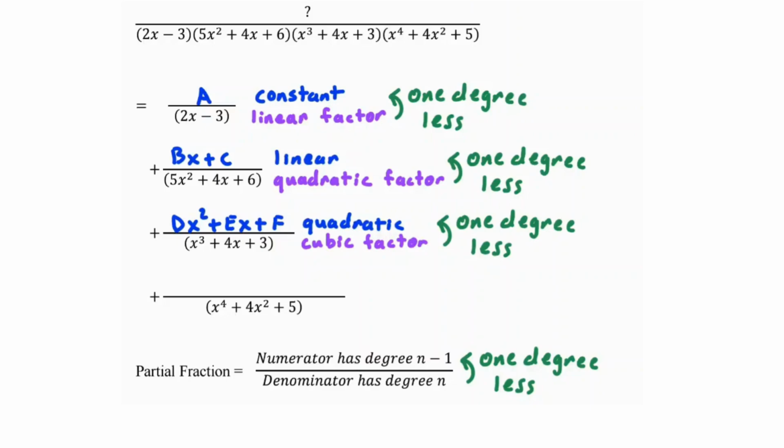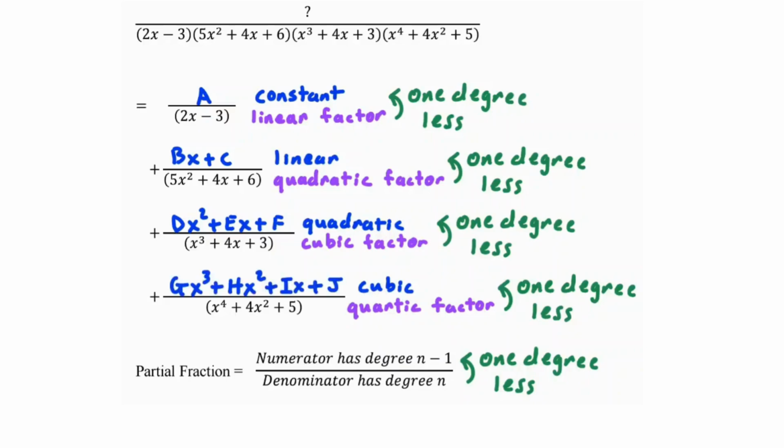And for x to the fourth plus 4x squared plus 5, we have a quartic factor. Go 1 degree less, and we have x to the power 3, a cubic. So that's going to be expressed as gx cubed plus hx squared plus ix plus j. Note that when you solve for your a, b, c, d, e, f, g, h, i, j, they could be equal to 0, but not all of them equal to 0.